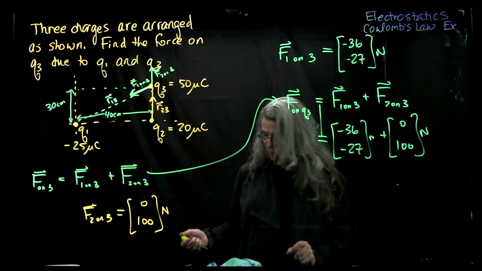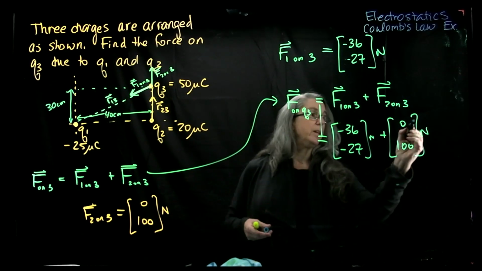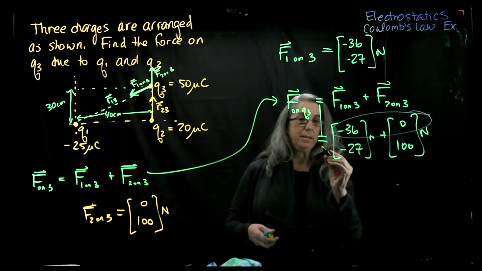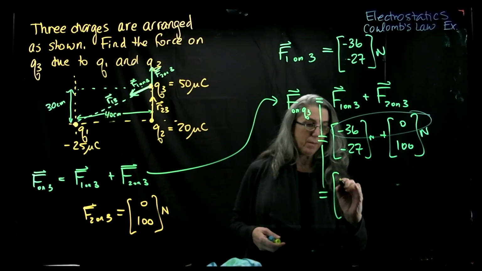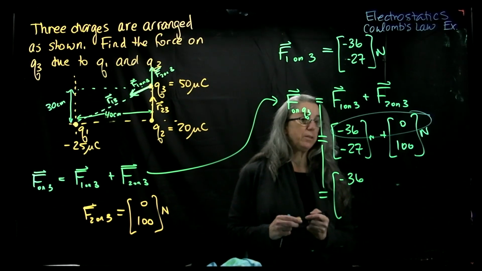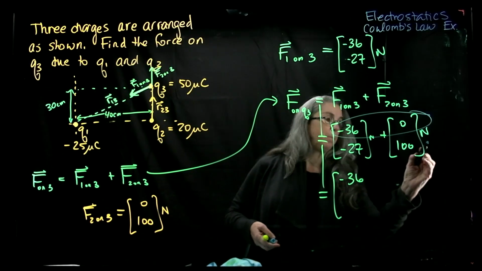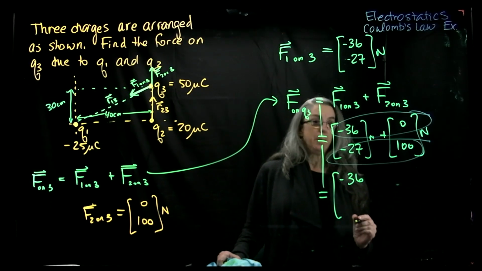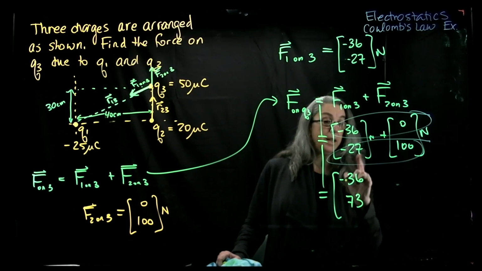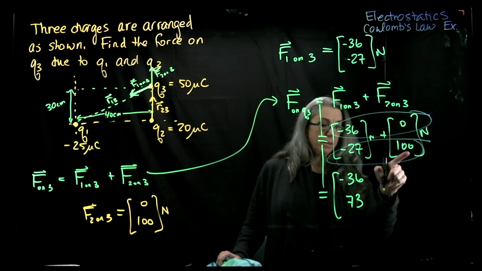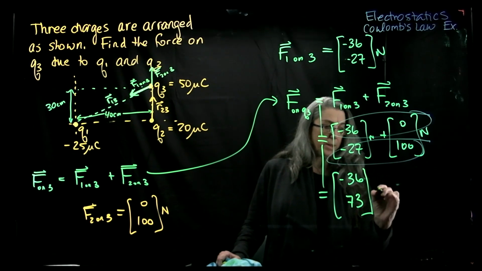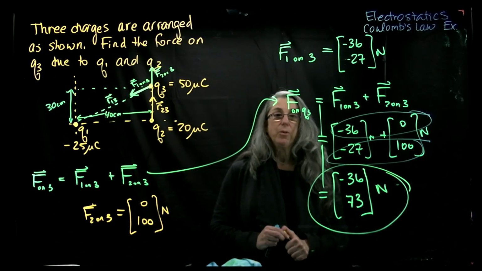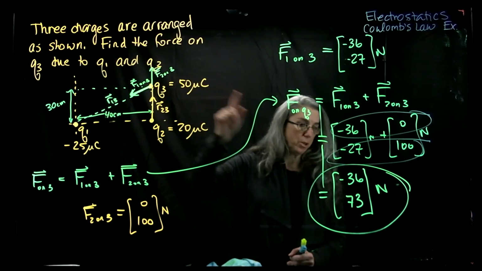Great thing about column vectors, why I like them so much, is that you can just add up the rows. So the negative 36 plus 0 gives us the x component of the sum, so that's just a negative 36. And then the bottom row gives us the y components. 100 minus 27 would be 73. And it is positive. So it's the positive 100 and the negative 27, so it's positive 73, and that is newtons. So that is the answer for the force on this charge due to that one.